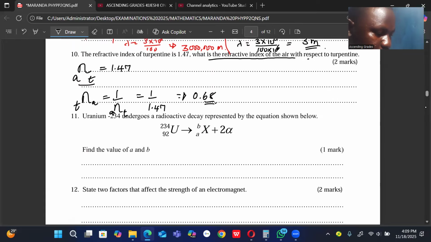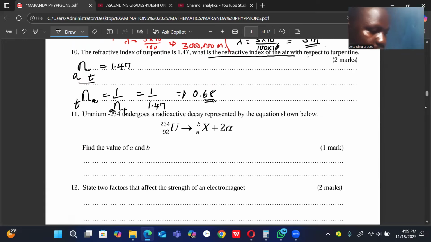This is our last question, 11 and 12 of Section A. You are told that uranium-234 undergoes radioactive decay, represented by the equation shown. Then you are told to determine the values of A and B.